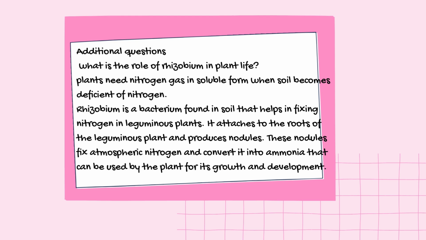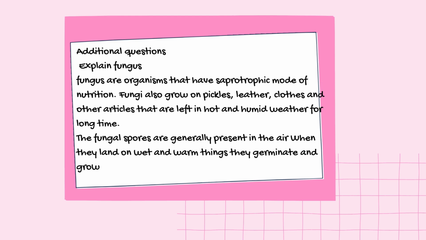and development. Explain fungus. Fungi are organisms that have saprotrophic mode of nutrition. Fungi also grow on pickles, leather, clothes, and other articles that are left in hot and humid weather for a long time. The fungal spores are generally present in the air. When they land on wet and warm things, they germinate and grow.